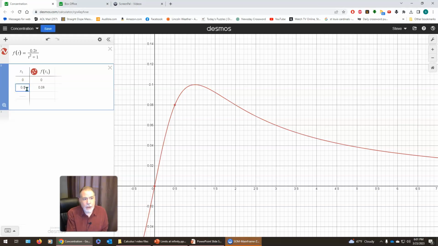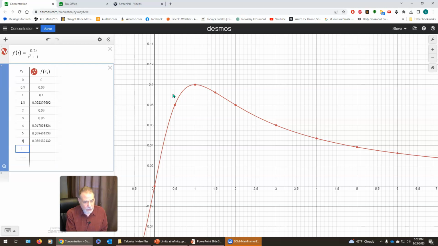So after half an hour, if I plug in 1/2 or 0.5, it shows that the concentration is 0.08. After 1 hour, it's 0.1. And that, if you look at the graph, is the highest that it gets. After 1.5 hours, it's back down to 0.09 something. After 2 hours, it's back down to 0.08. After 3 hours, it's 0.06. 4 hours after the drug is administered, it's 0.047 something.